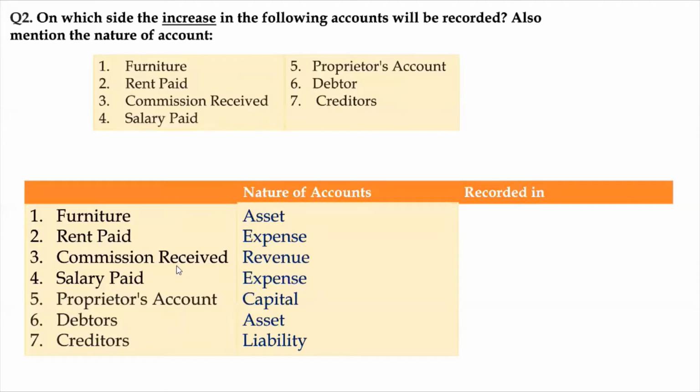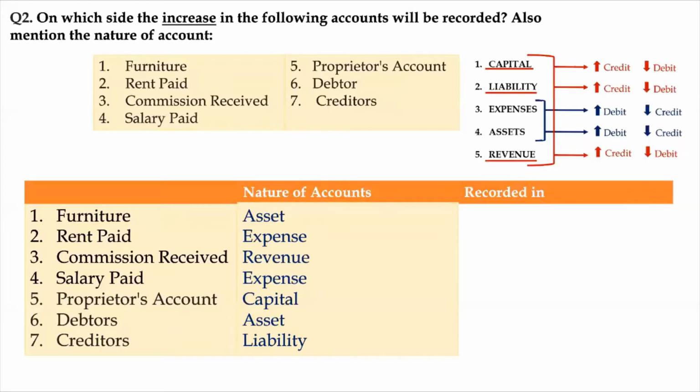So we have discussed some rules. Let's see what were the rules that we have already learned in the previous lecture. So this was the table that I had made for you all to learn. Okay, so according to the modern approach, there are 5 classifications: capital, liability, expenses, assets, revenue. And we have seen that expenses and assets are treated the same.